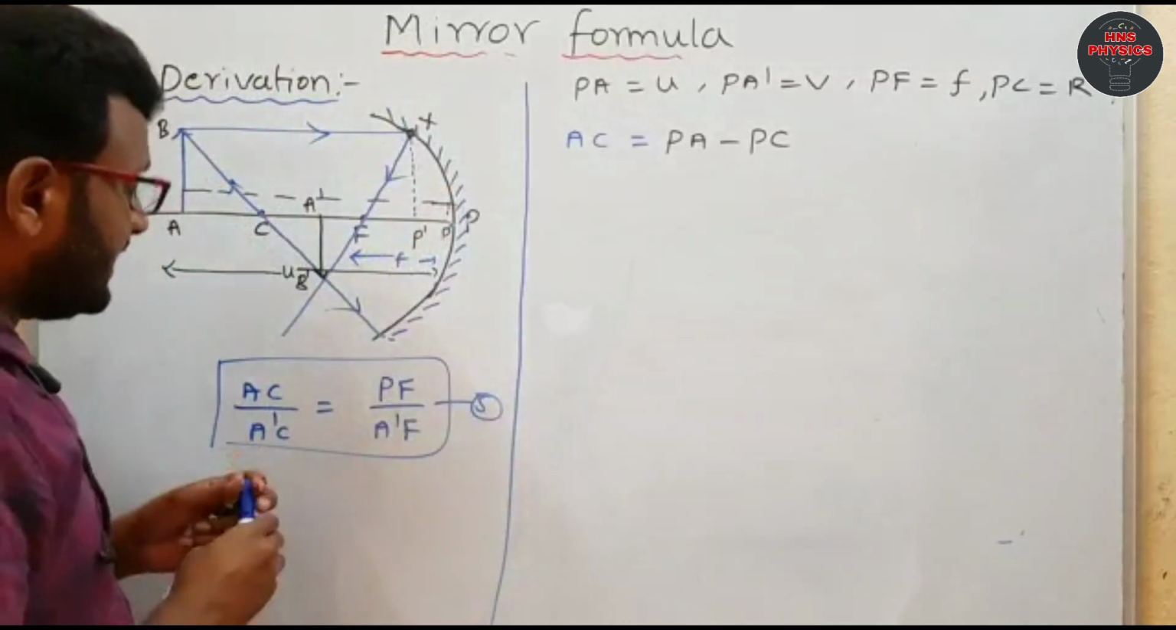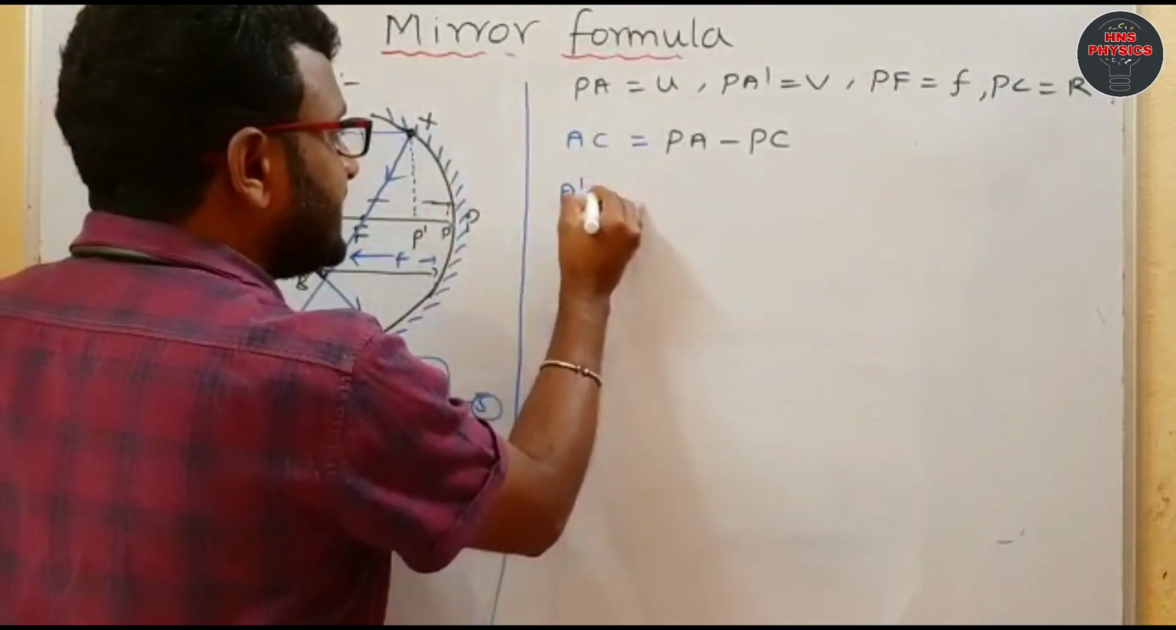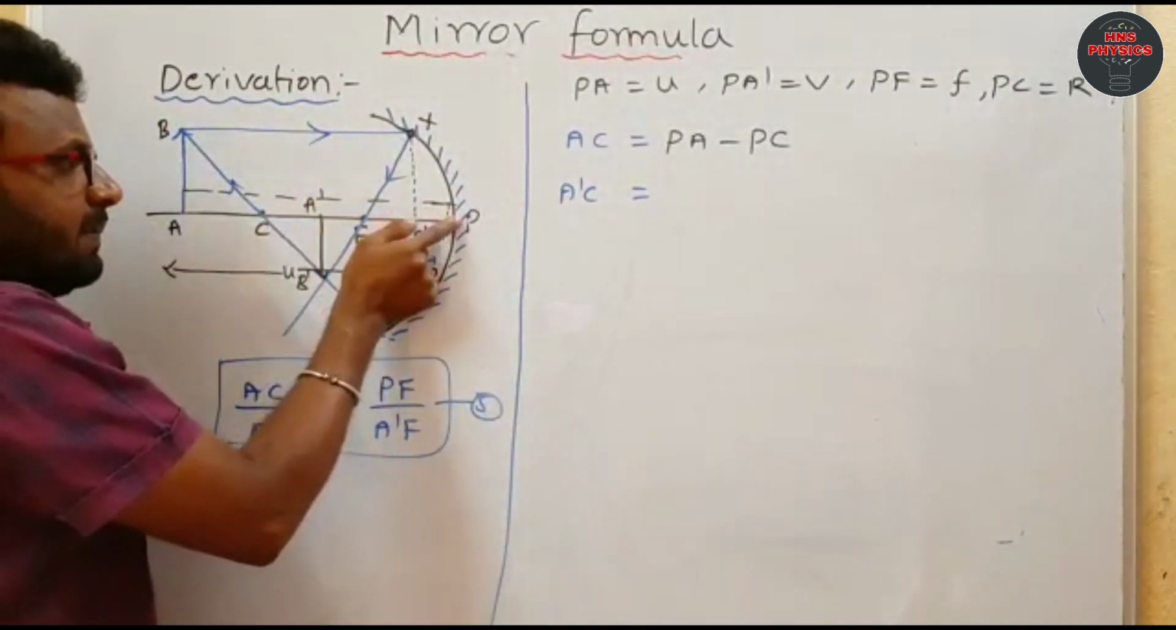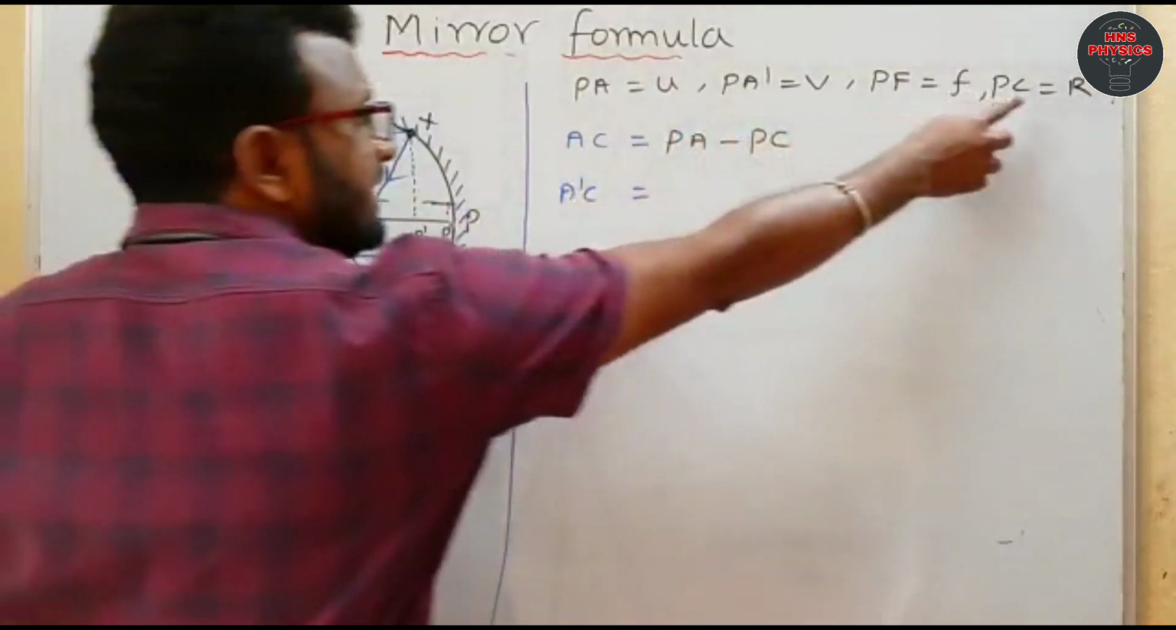Next, to come to the other value, A'C. So A'C equal to, again you can write PC, that means PC is nothing but the radius of curvature.